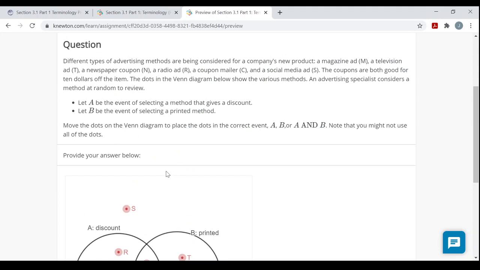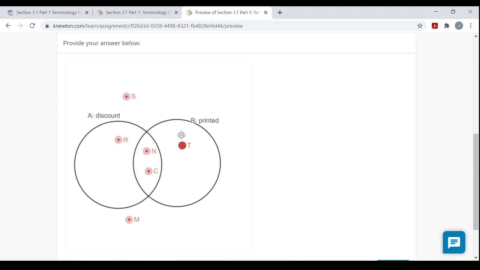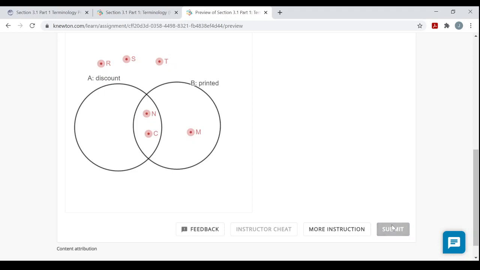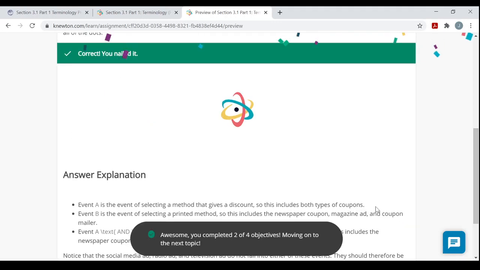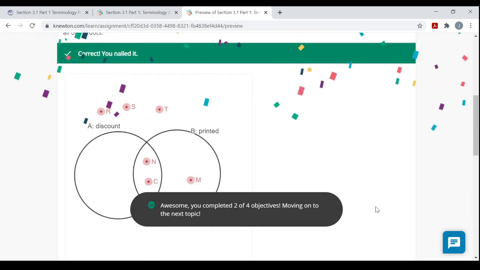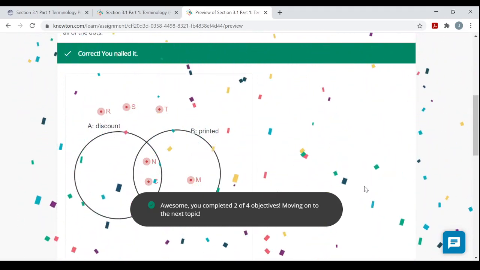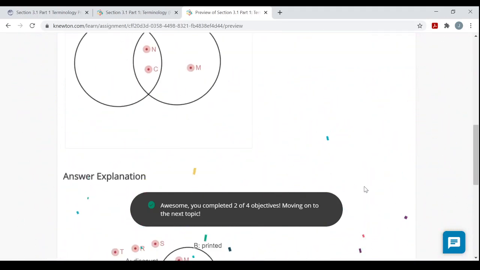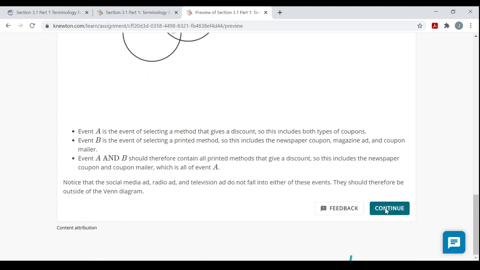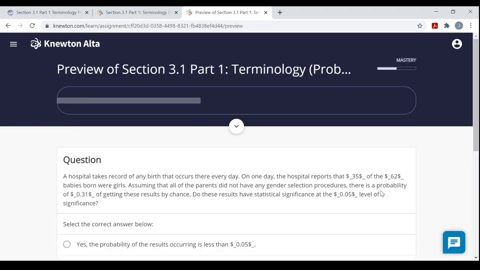Let's see. T was the television ad, which is, again, neither printed nor giving a discount. M was magazine, which is printed. That's on paper, but doesn't give a discount. And R is radio, which, again, doesn't give a discount and is not printed. So based on reading all that, here's how I'd have my Venn diagram set up. Okay, and again, that one you kind of would have to know what's on paper and what's not. So just read carefully and hopefully understand what they're asking you. All right. So I'm done with 2 of the 4 objectives. Let's see what the next new one is.